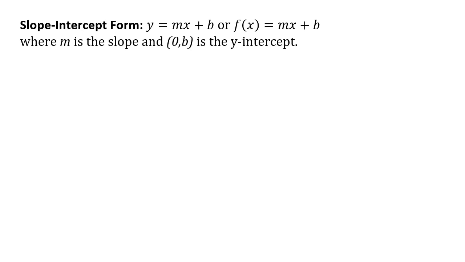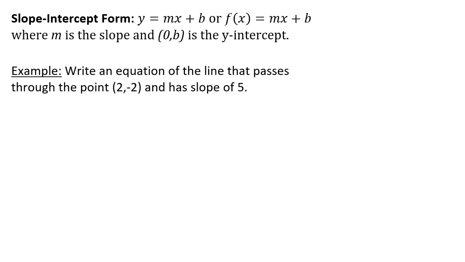Next we have the slope-intercept form of the equation of the line, y equals mx plus b, or we could write it in its functional notation form, f of x equals mx plus b, where m is the slope and the point (0, b) is the y-intercept. In this example, I'm given the slope of 5 and the point (2, -2), and asked to write an equation of the line that passes through that point.